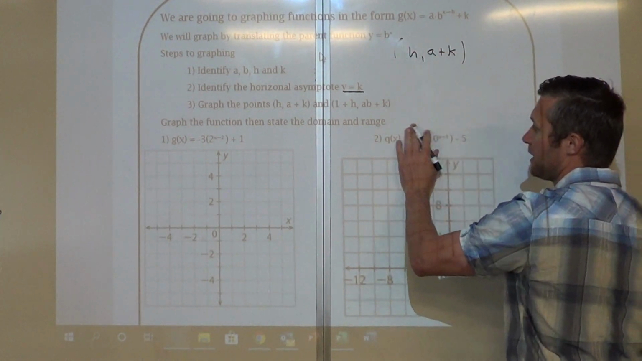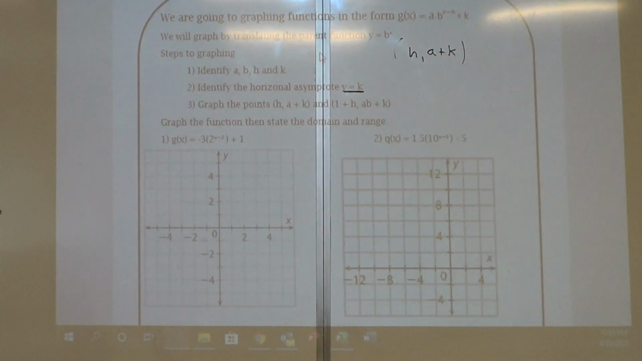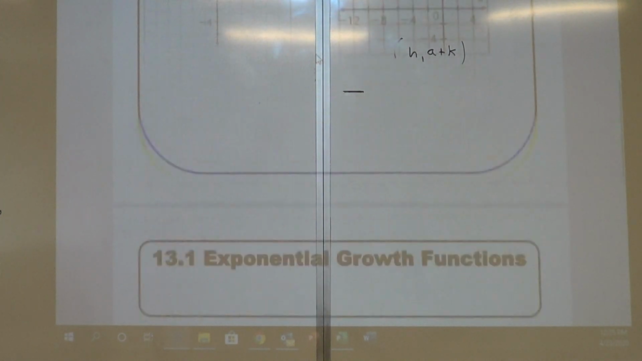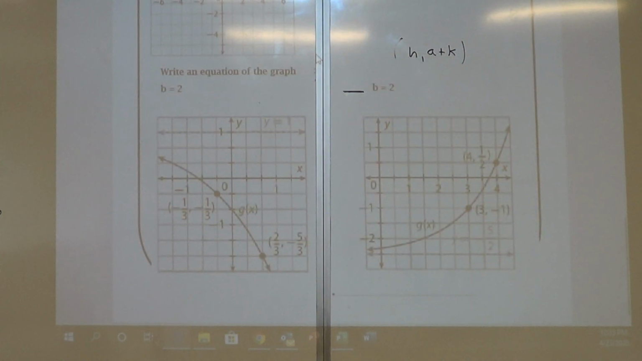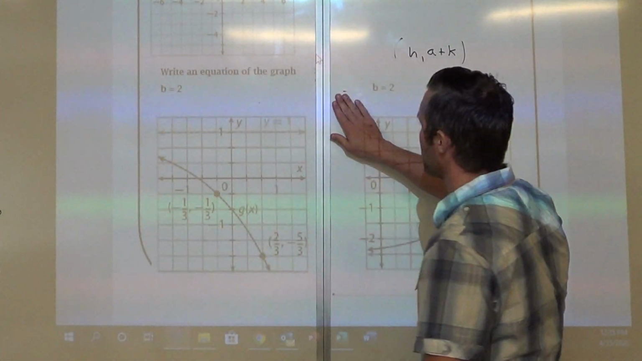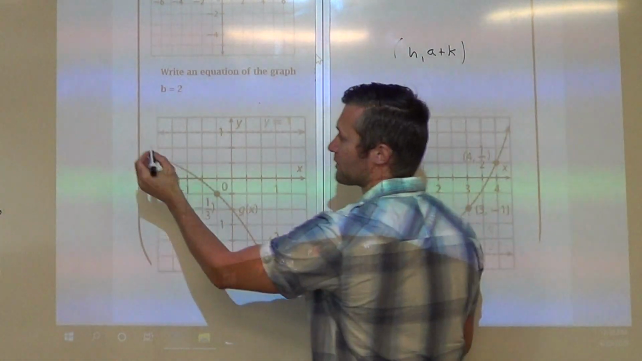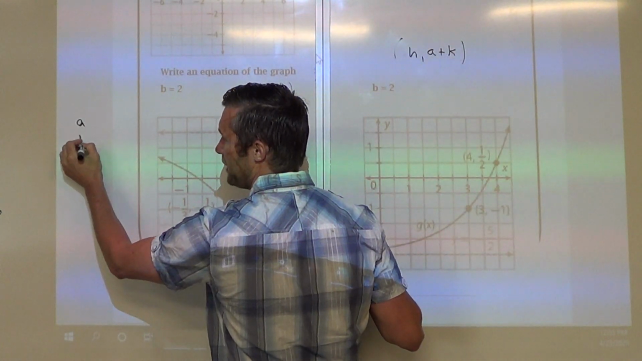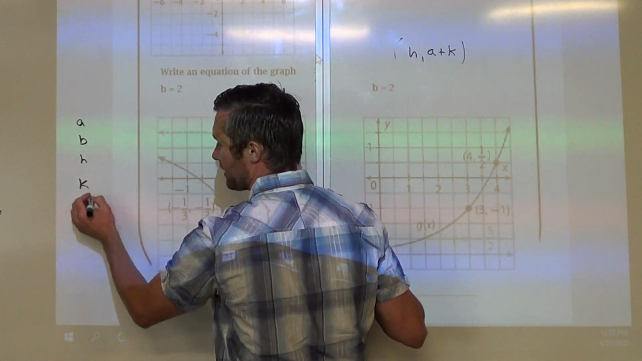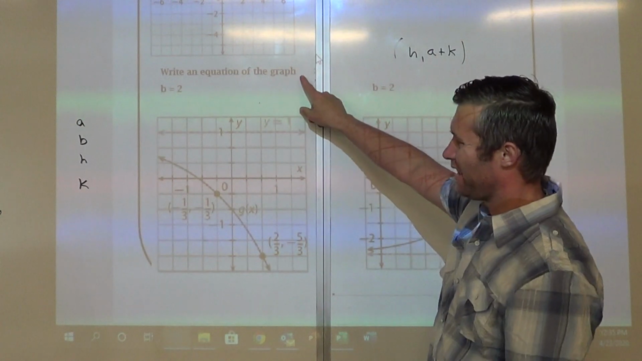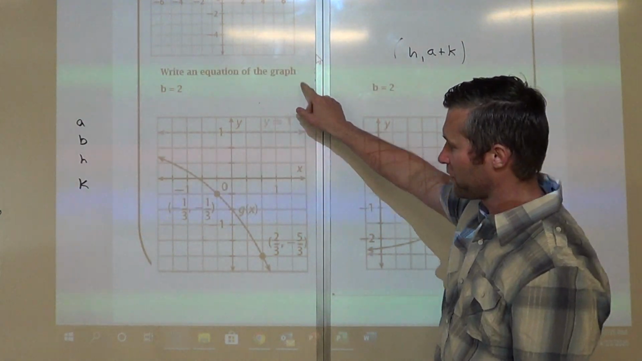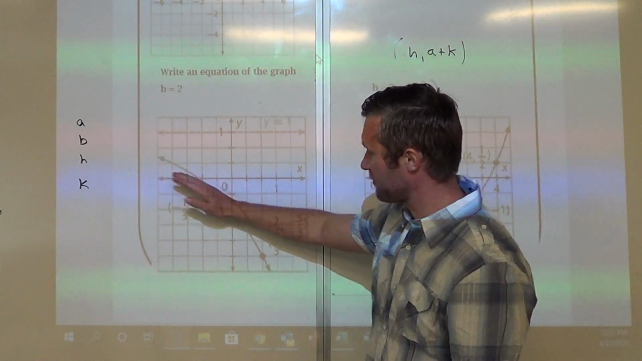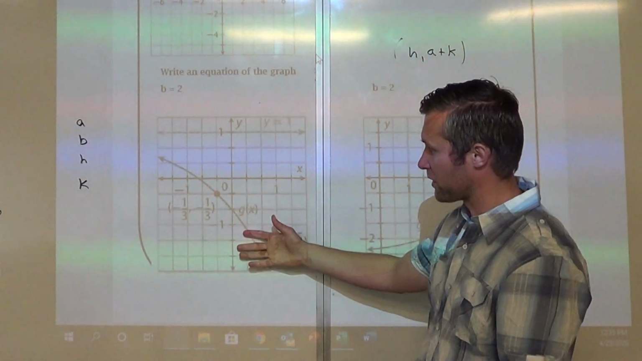So we'll go ahead and do the next two on here, writing the equation given this. First thing we're going to do is, I need to know A, B, H, and K. It may also ask for your domain and range. Remember, domain, it goes to the left, goes to the right. So my domain here would be all real numbers.